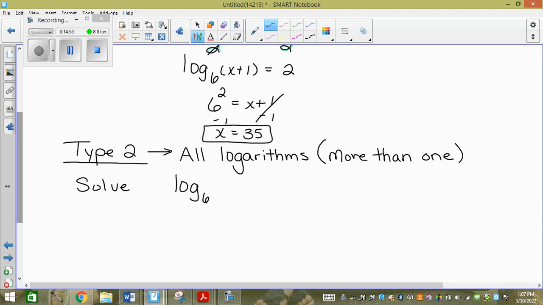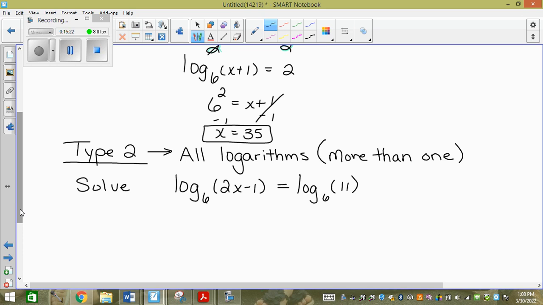Log base 6 of 2x minus 1 equals log base 6 of 11. The moment I write a second log, I can't do type 1. The moment I write a second log, type 1's out. This is the easiest one out of all of them. So, type 2, you have to have more than one log, and every term is a log.